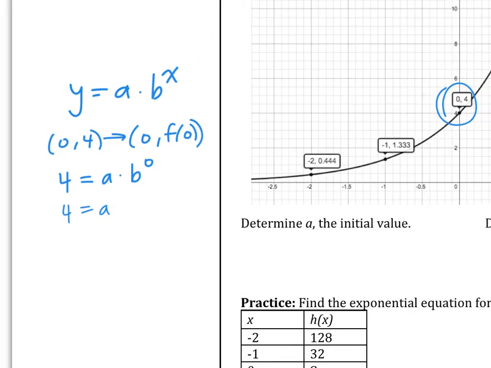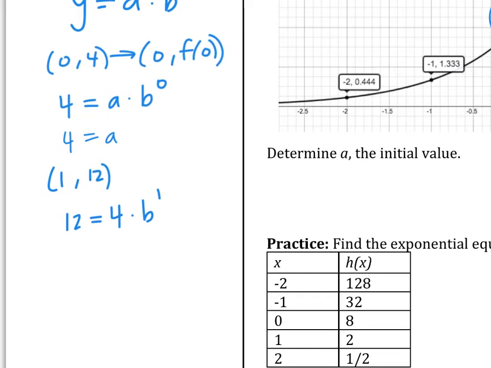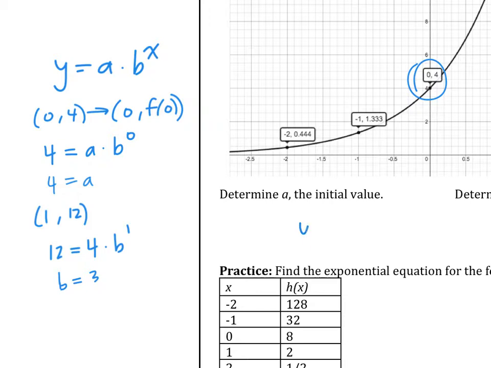Yes. Now we're going to use the second point, which is 1, 12. Okay, so 12 is y. A, we already know, is 4. B, we don't know. Please don't multiply a and b together. x is equal to 1. What does b equal? 3. The last thing, put it all back together in one equation. y equals what? Yes, 4 times 3 to the power of x.